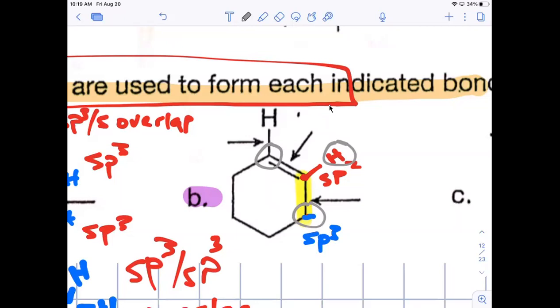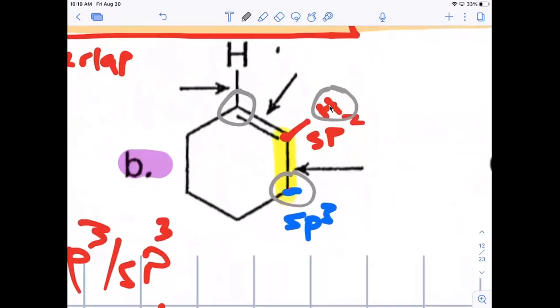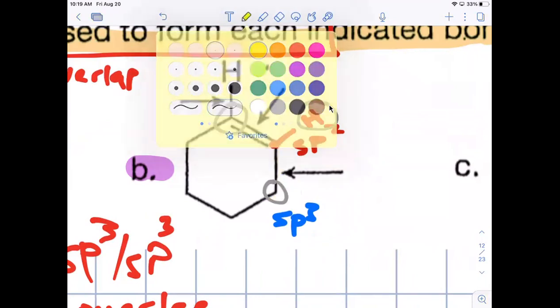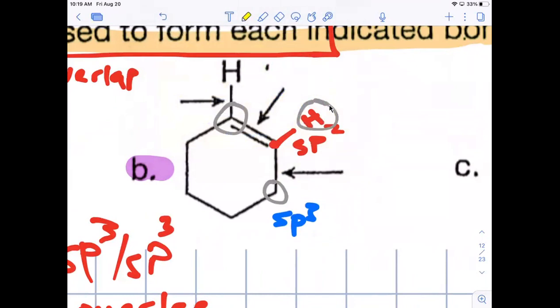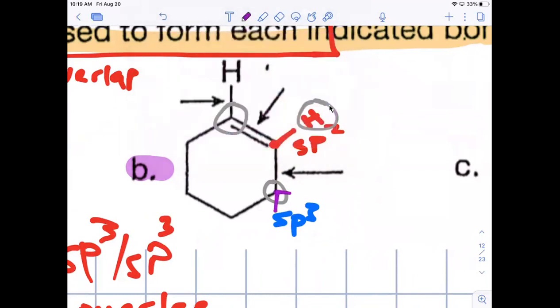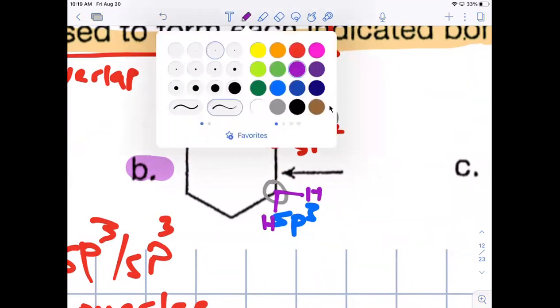Can you explain the blue carbon? Yeah, so that blue carbon is sp3, and we can tell in two ways. We can look at the number of groups around it. We just said that there were 2 hydrogens. We just don't see them because it's written in skeletal form, right?